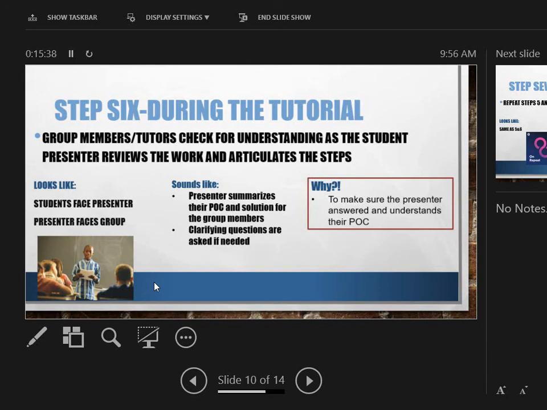Alright, step 6, group members or tutors check for understanding as the student presenter reviews the work and articulates the steps. So at the end of the tutorial, when we ask the presenter if they understand their POC and they review their steps, the tutors have been doing a good job doing that with you. We do that to make sure the presenter really understands, or if they're just kind of writing down things because you're telling them to.